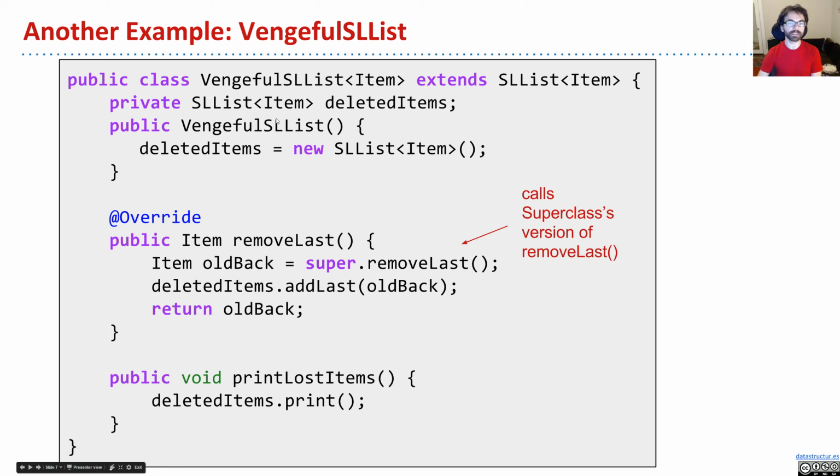So to summarize what we did here, we have a class Vengeful S-list that is an S-list. It has a deletedItems list to remember all its deleted items. When you create one, you set aside an actual list to store those deleted items. And the special part is we override the removeLast method, where we will call the superclass's method using this new super keyword. And then, of course, we'll add the item and return. Okay, that's it. That's our Vengeful S-list.